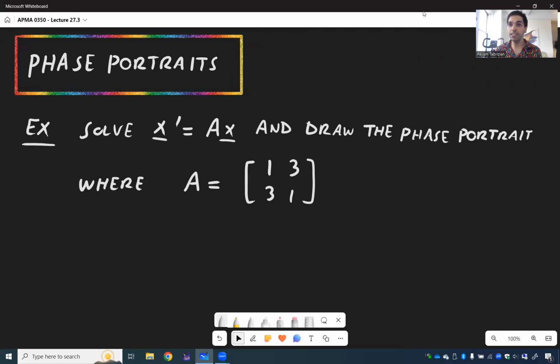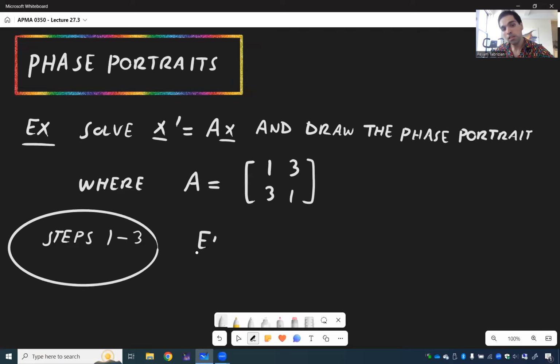The cool thing with systems of differential equations is that you can actually draw what the solutions look like. This is what's called a phase portrait, kind of like a picture. So solve x' = Ax and draw the phase portrait where A is the matrix [1, 3; 3, 1]. Remember, in order to do that, we need to find the eigenvalues and eigenvectors. But this, if you want, you can see in the notes.